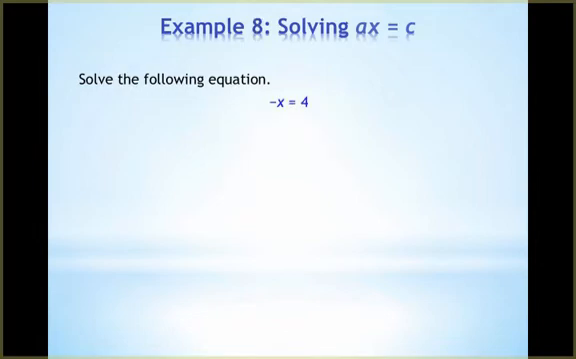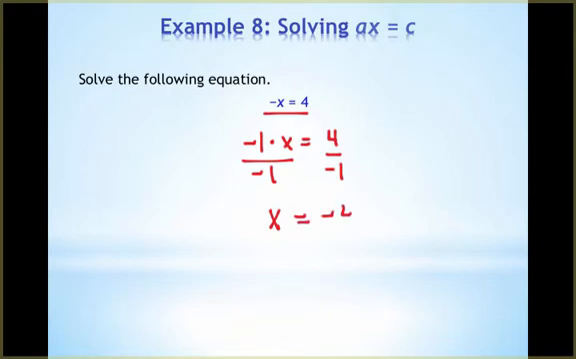In this next example, you're going to notice that you have negative x equals 4, but negative x is the same thing as negative 1 times x equals 4. So if I want to get that x by itself, I would divide by negative 1. And now negative 1 divided by negative 1 is positive 1. So 1x would equal 4 divided by negative 1, which is negative 4.